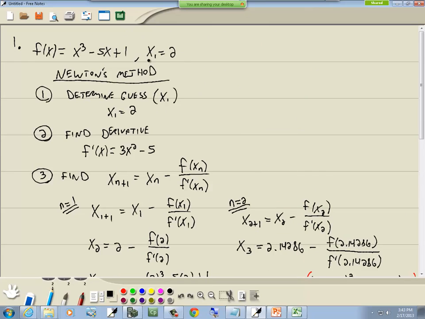Okay, now this is kind of tedious. You know, we went through all this. If I had to do like 10 iterations of this, it'd be time consuming, 2 or 3 pages maybe. Well, there's an easier way, and let's talk about it.